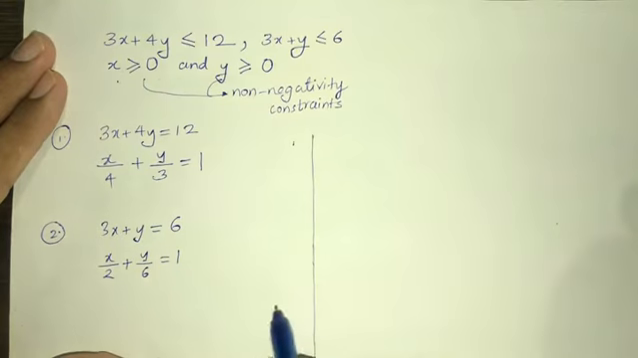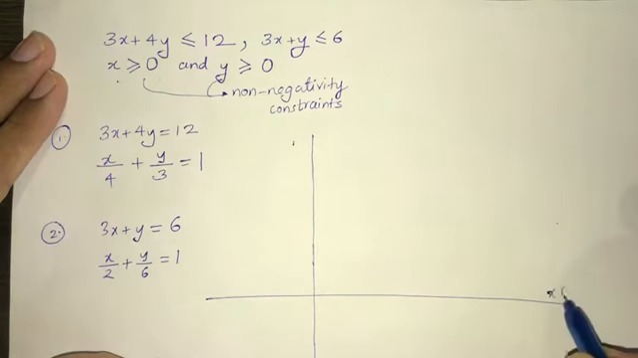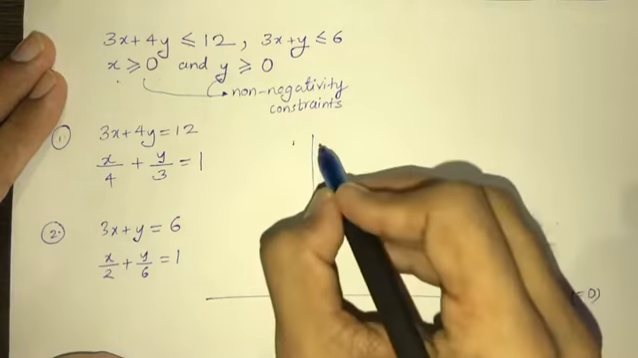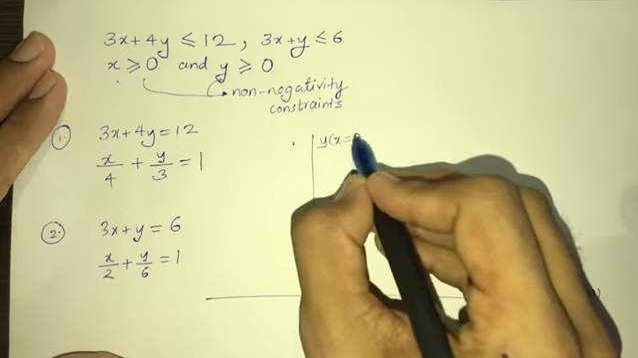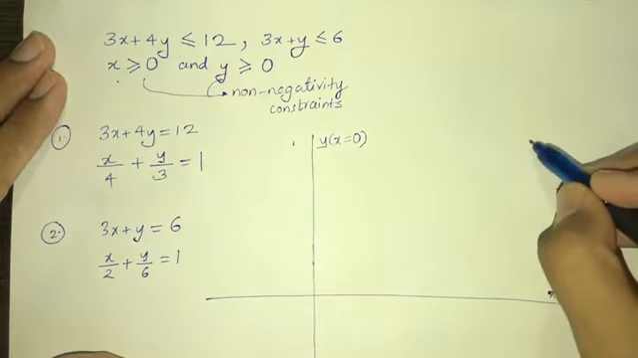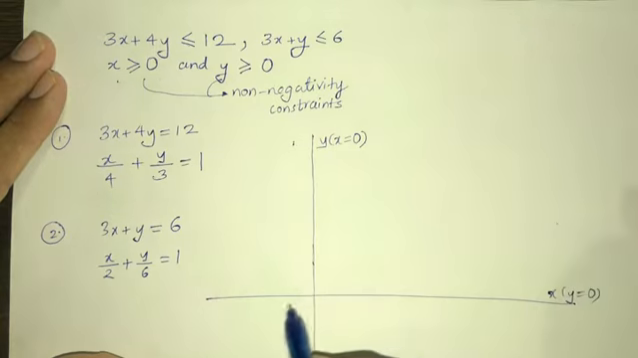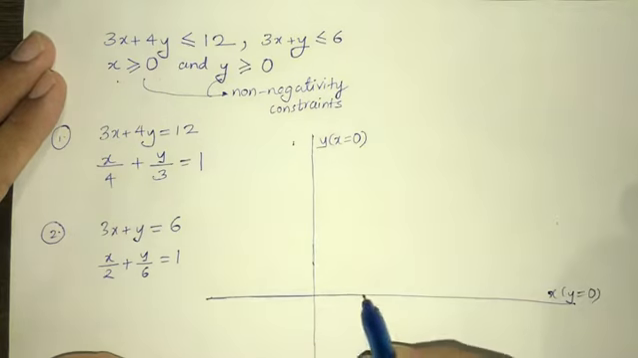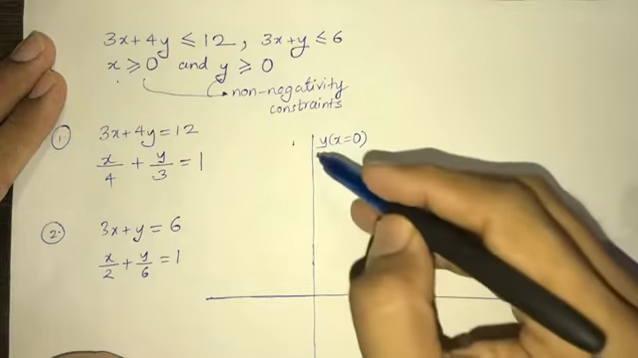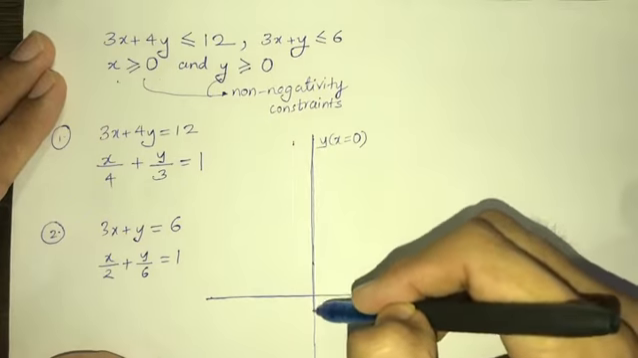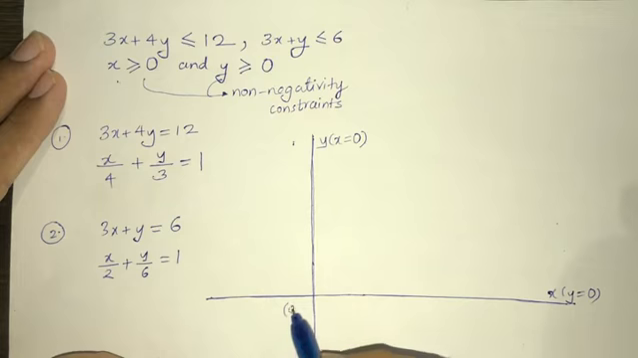So we have 4 quadrants, right? On the x-axis, the y coordinate is equal to 0. On the y-axis, the x coordinate is equal to 0. Here x coordinate and y coordinate both are positive. So x coordinate equal to 0 works, y coordinate equal to 0 works, or greater than 0 works. So in this region x is positive but y is negative. So we don't want this region.